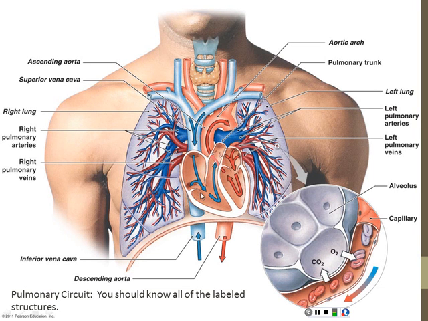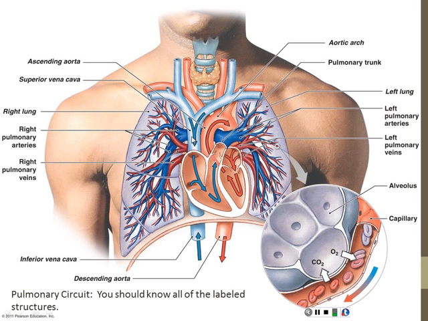The right atrium goes to the right ventricle. Right ventricle goes out to the lungs. That's called the pulmonary trunk right here. The pulmonary trunk divides into a left and right pulmonary artery. So here's the left pulmonary artery. Here's the right pulmonary artery. When blood comes back from the lungs, it comes back through the pulmonary veins. So here's a left pulmonary vein. Here's a right pulmonary vein.